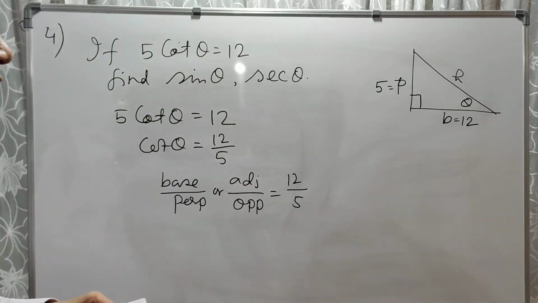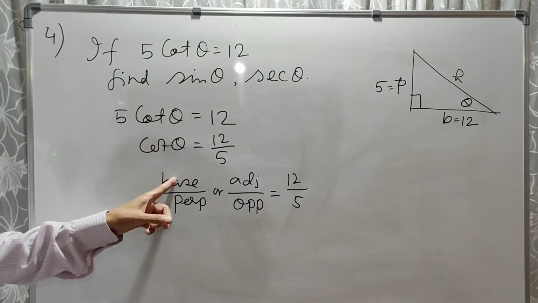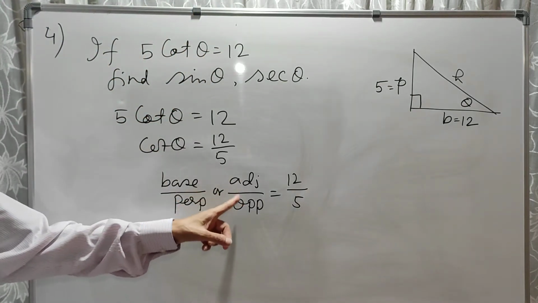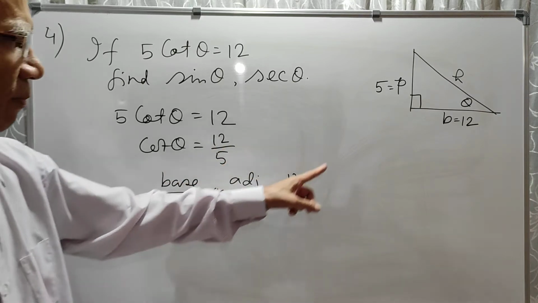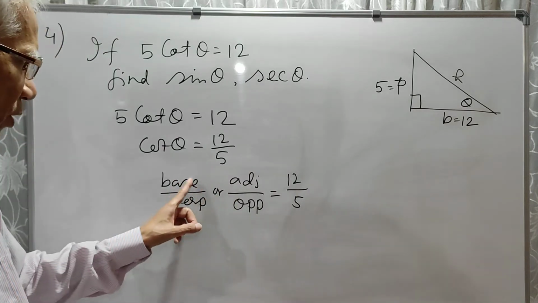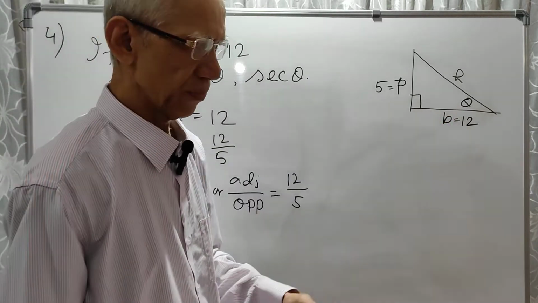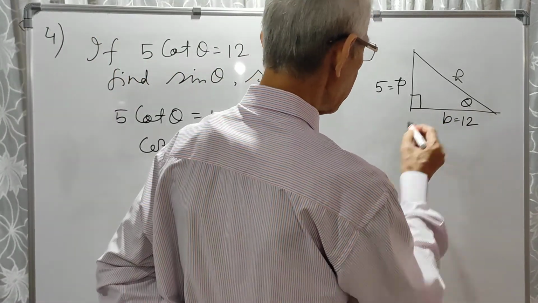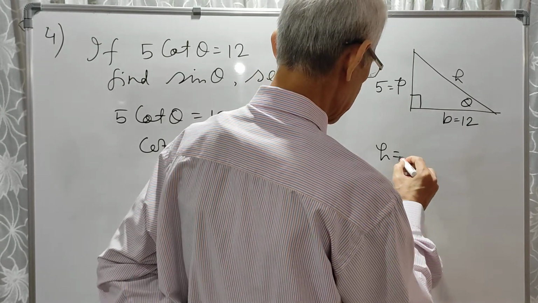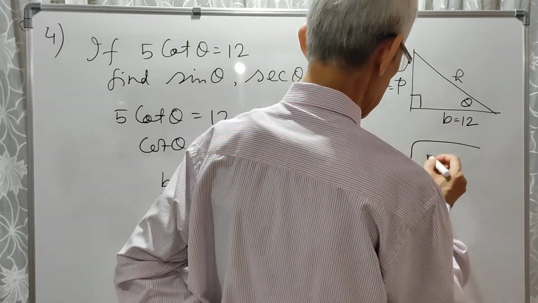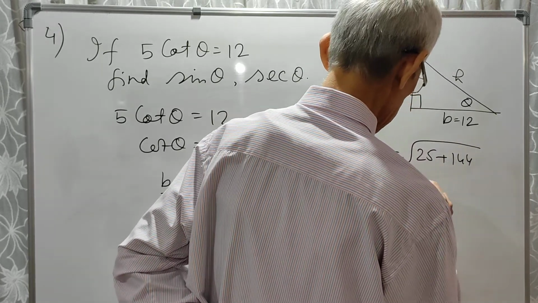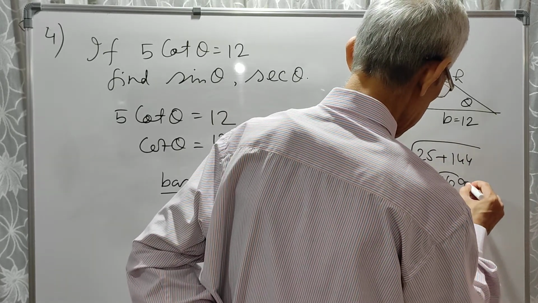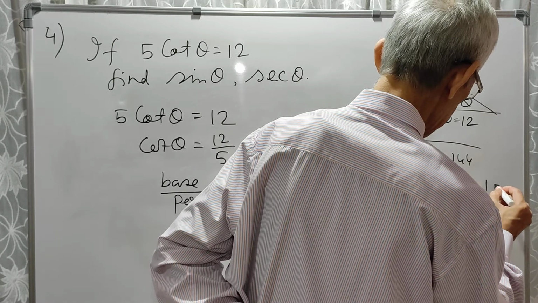So we are using a triangle. So cot theta is base by perpendicular or adjacent by opposite, that is equal to 12 by 5. Now perpendicular or opposite is 5, this one, and base or adjacent, that is 12. Now using Pythagoras theorem we can find h, hypotenuse. So what is the hypotenuse? h square is 25 plus 144. That means root over 169. That means 13.